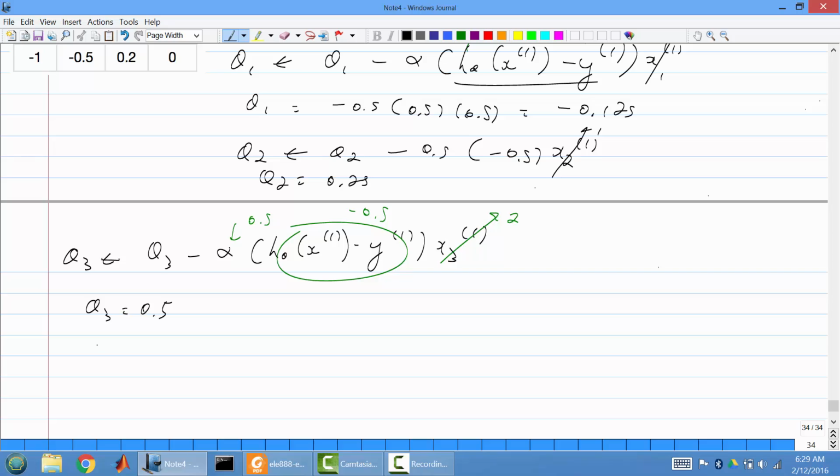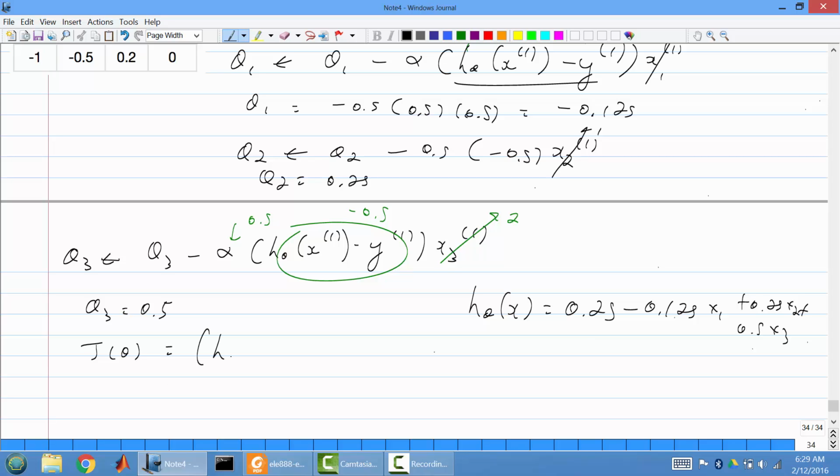Now if you want to calculate the cost for assigning these parameters to the current data, our hypothesis is now 0.25 minus 0.125 x1 plus 0.25 x2 plus 0.5 x3. And all you have to do is substitute this in.